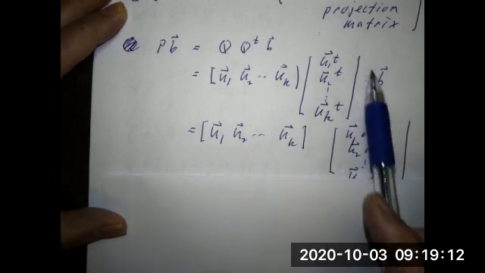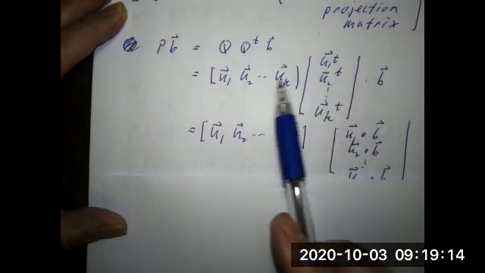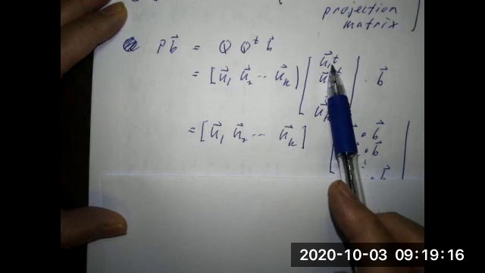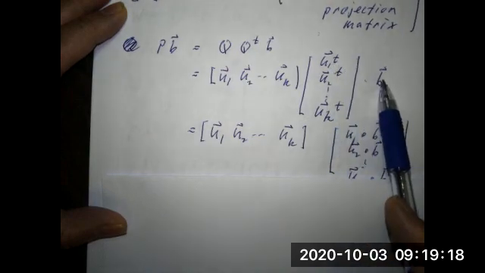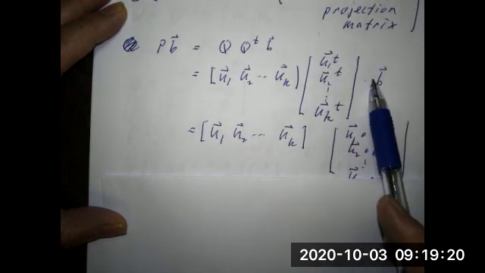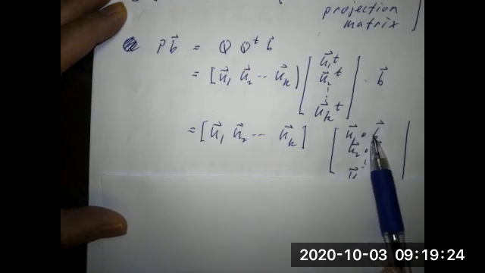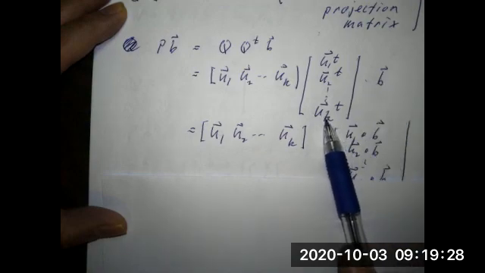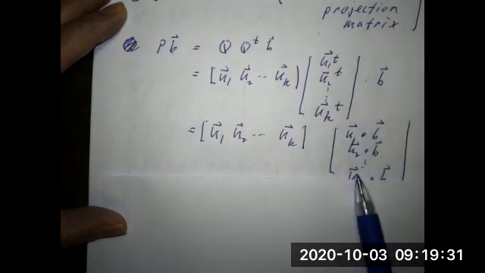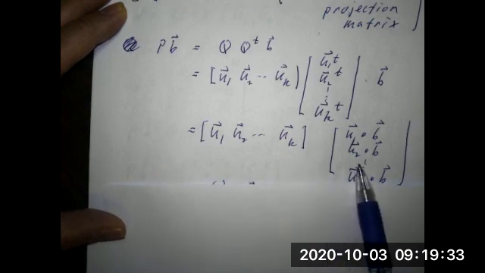Now, how do we expand this over here? Well, we can do the orderings in different ways, but this is going to be U1 transpose B, U2 transpose B, and those are all dot products. So the first entry is U1 dotted with B, U2 dotted with B, all the way down the line. UK transpose multiplied by B is UK dotted with B.